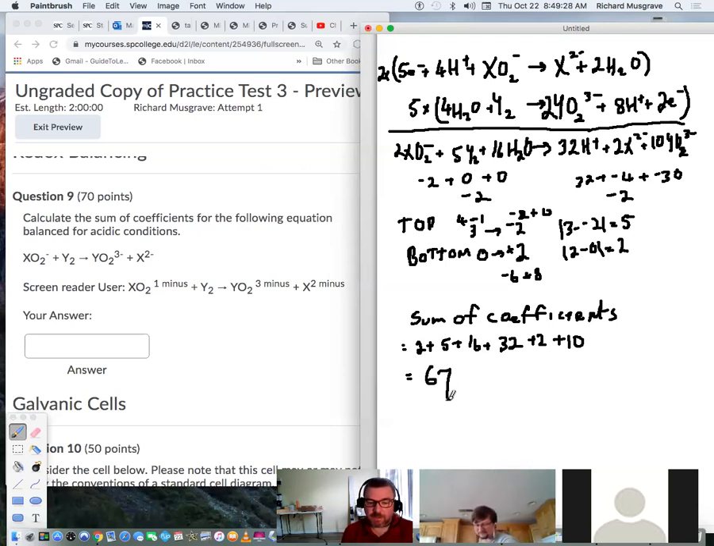Again, you won't get 67 unless you balance it correctly. So there's really no way out of it. Does anybody have any questions?